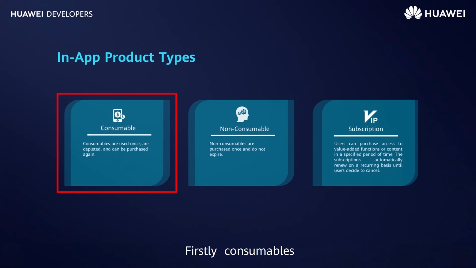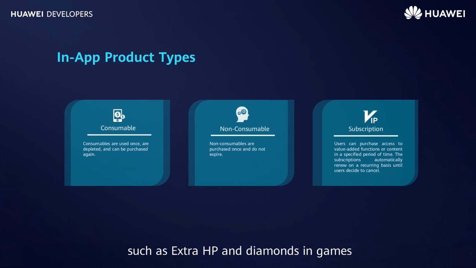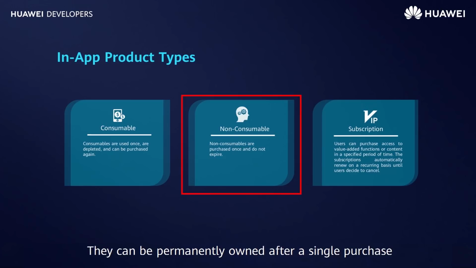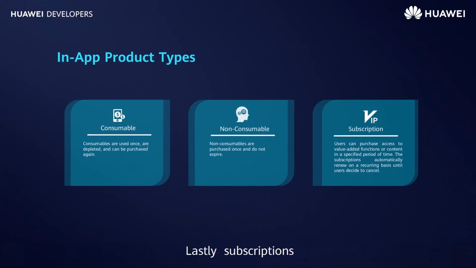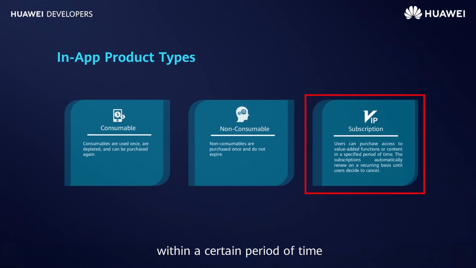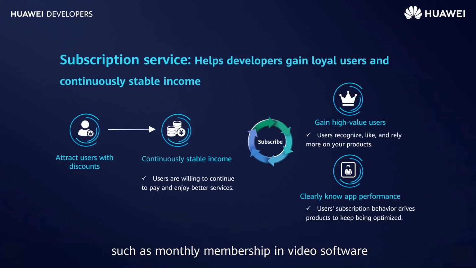Firstly, consumables. These are disposable items, invalid immediately after consumption and subject to further purchases, such as extra HP and diamonds in games. Secondly, non-consumables. They can be permanently owned after a single purchase, such as game levels and skins in games. Lastly, subscriptions. They can allow the users to access value-added contents within a certain period of time, subject to automatic renewal after expiration of the subscription period, such as monthly membership in video software.